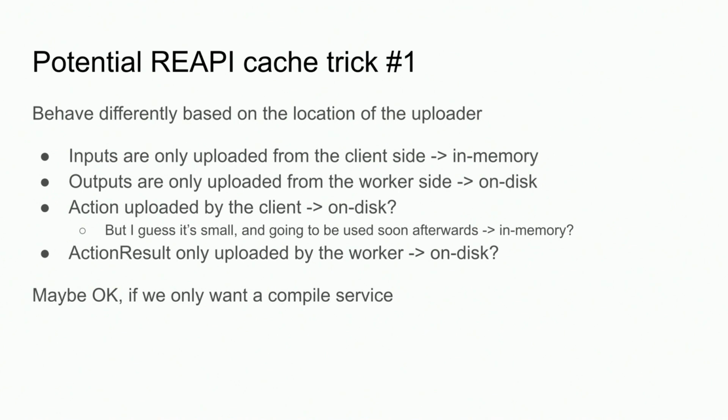One of these things is we could try to do different caching behavior depending on the source of the uploader. So if we can tell the difference between the client side and the backend side, maybe we know that inputs are only uploaded from the client side, so we put them in memory. We know that outputs are only uploaded from the backend side, so we put them on disk. And there's a few corner cases that we can decide to do either. And this could potentially work if we're only interested in a compile service. If our Goma/RE API backend doesn't need to be a general service, then maybe this is okay.